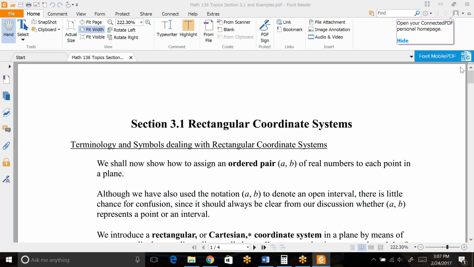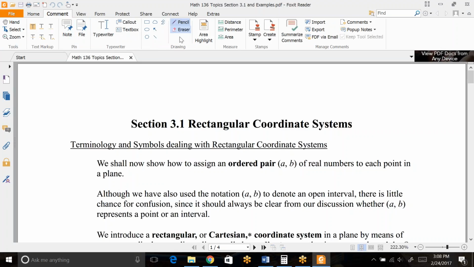Alright, this is a pre-video for the Section 3.1 Rectangular Coordinate System notes. We shall now talk about some things that are going to be really important for us going forward, some foundations for graphing. So we're going to make sure that we know some of these terminologies first.